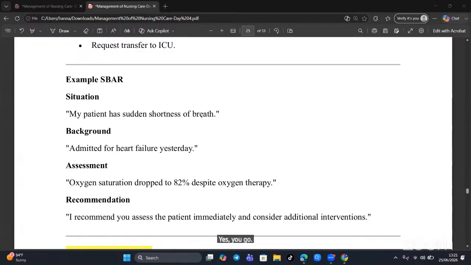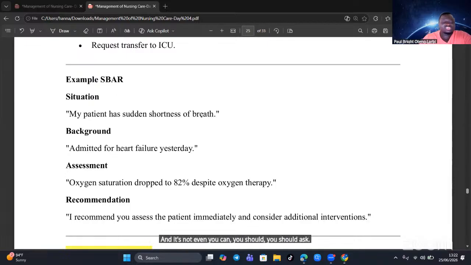Is it necessary to ask for ETA, estimated time of arrival? Yes, you can. It's not even that you can; you should ask for the estimated time of arrival. Anytime you speak to patient transport or ambulance services, ask them.